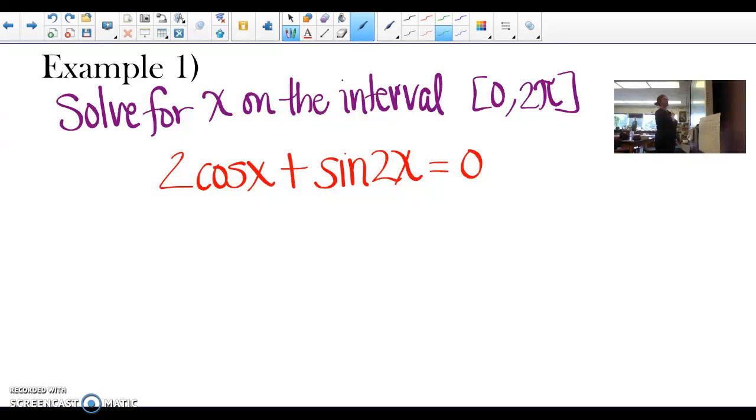All right, next. We're going to be solving an equation, so let's, again, pause the video, write down this equation. 2 cosine of x plus sine of 2x equals 0. We're going to solve this for all x in the interval from 0 to 2 pi.